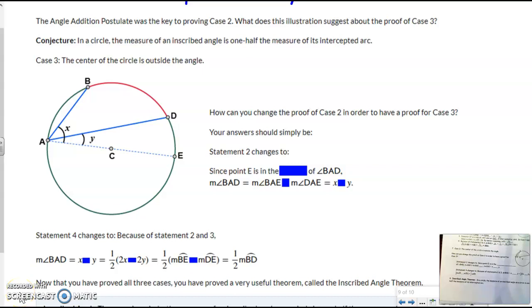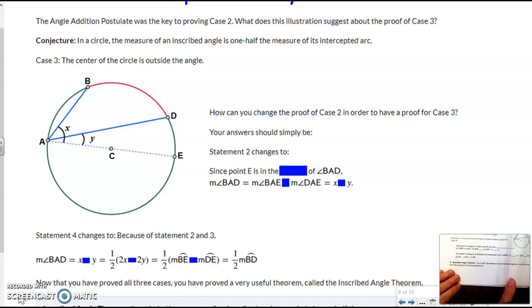Okay, the last case that we're going to look at today is if the center of the circle is outside of that inscribed angle. In the one we talked about before, we used the angle addition postulate, part plus part equals whole. So today, we're going to do that in reverse. Our conjecture still is that the measure of the inscribed angle is half of the measure of its intercepted arc.